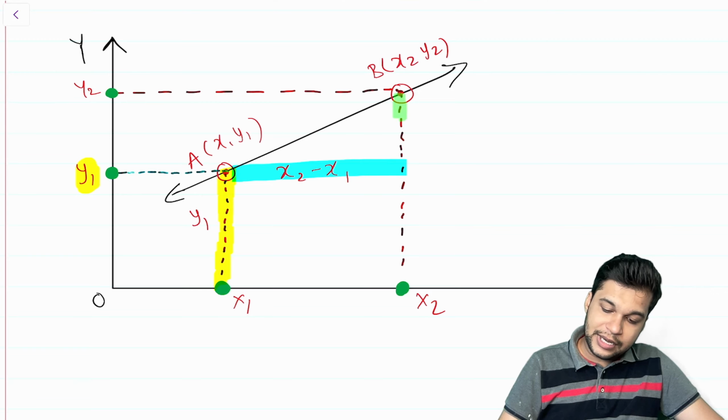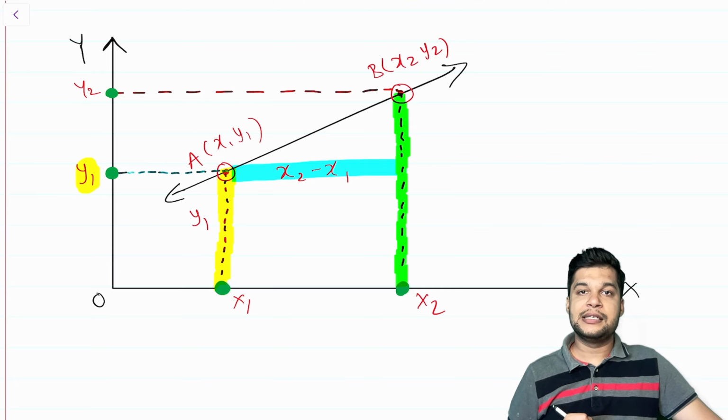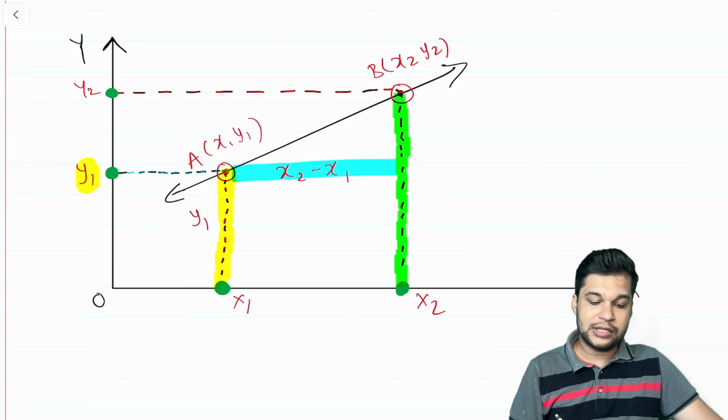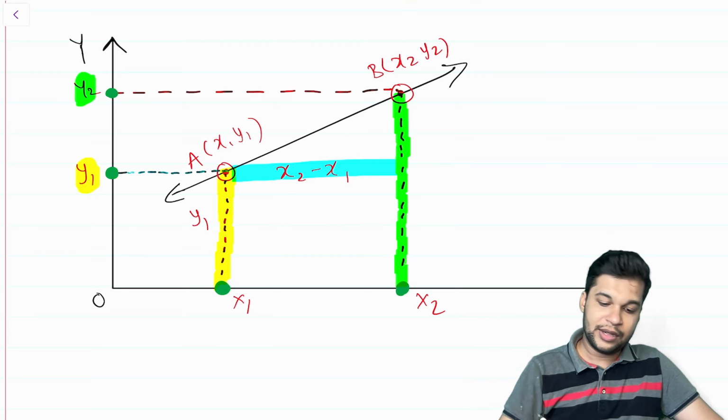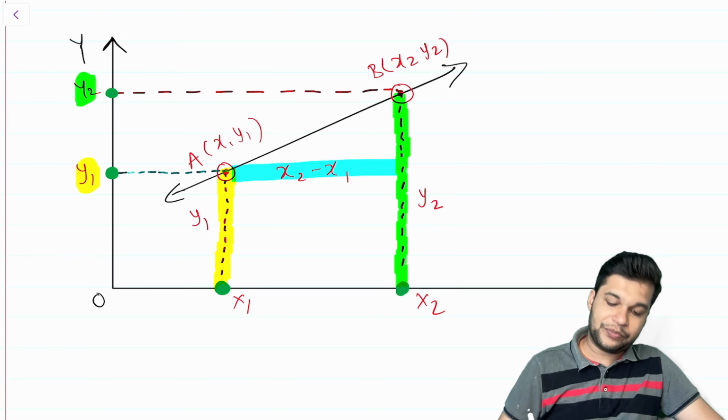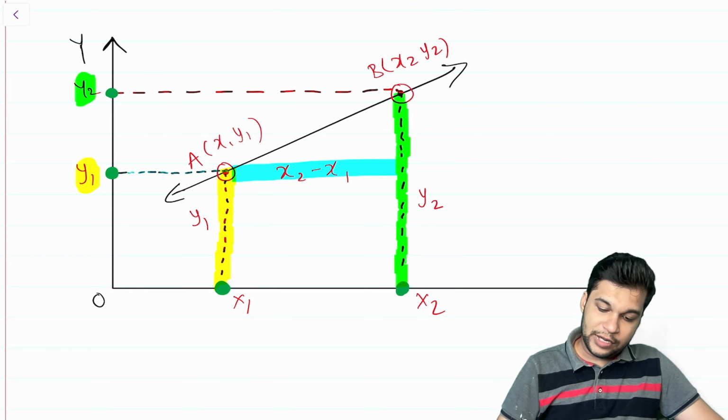Similarly, what is this green highlighted part? Can I say this green highlighted part is y2, because the coordinate over here is y2, so this bigger distance will be y2, right? So this is y2, this is y2. Can you tell me what this distance will be now?